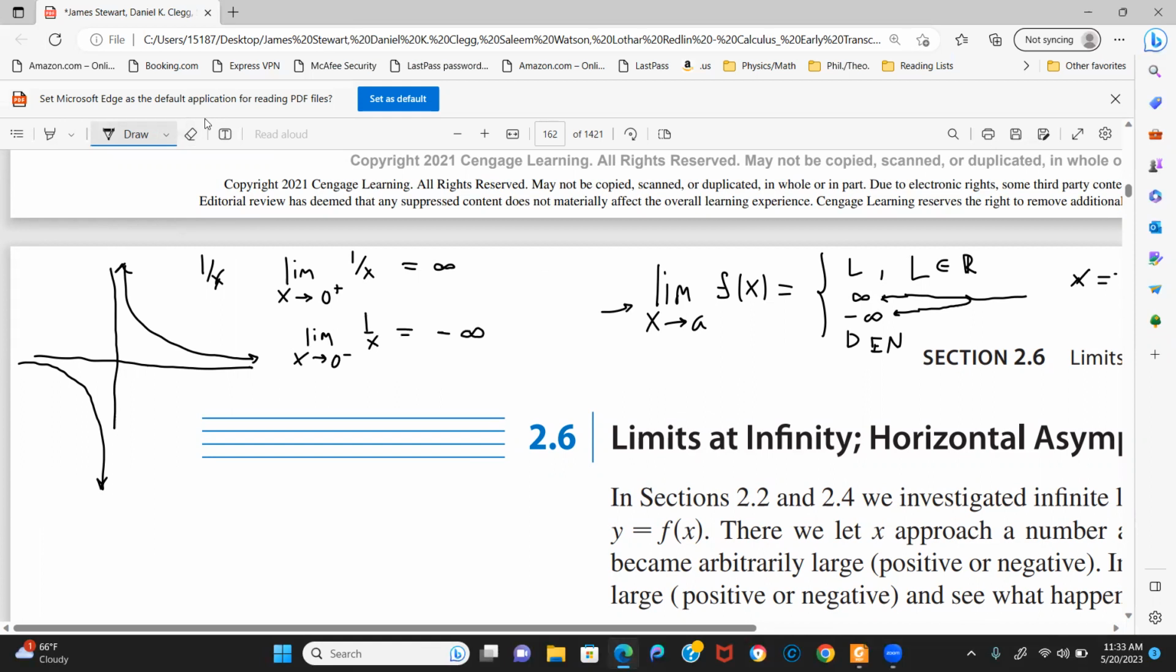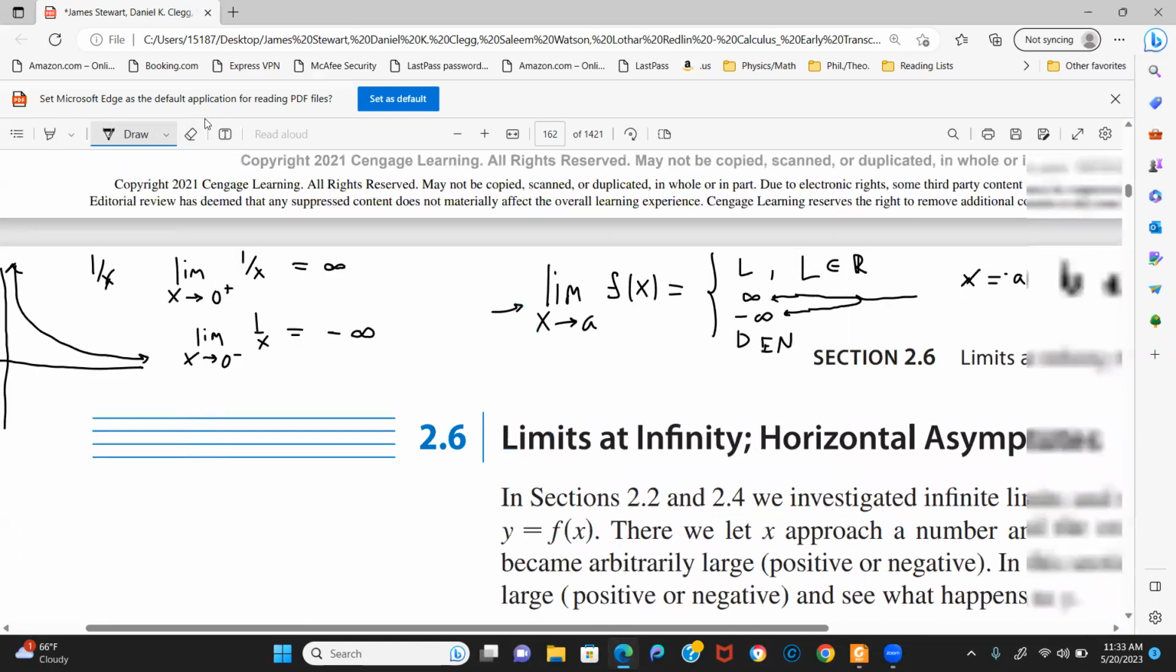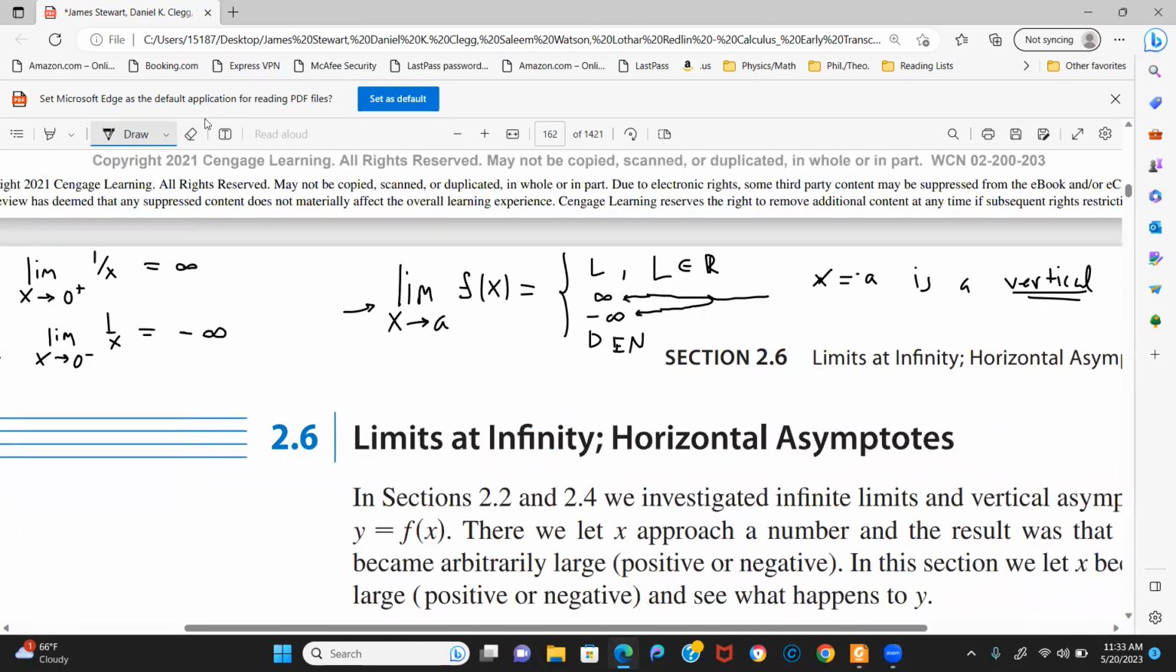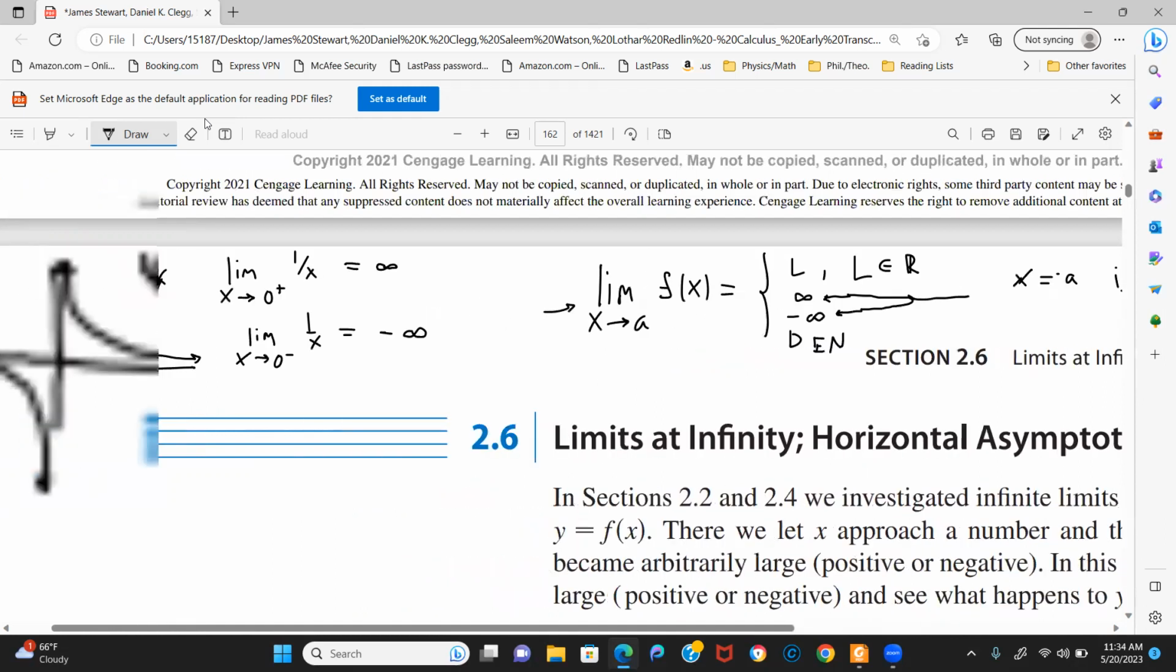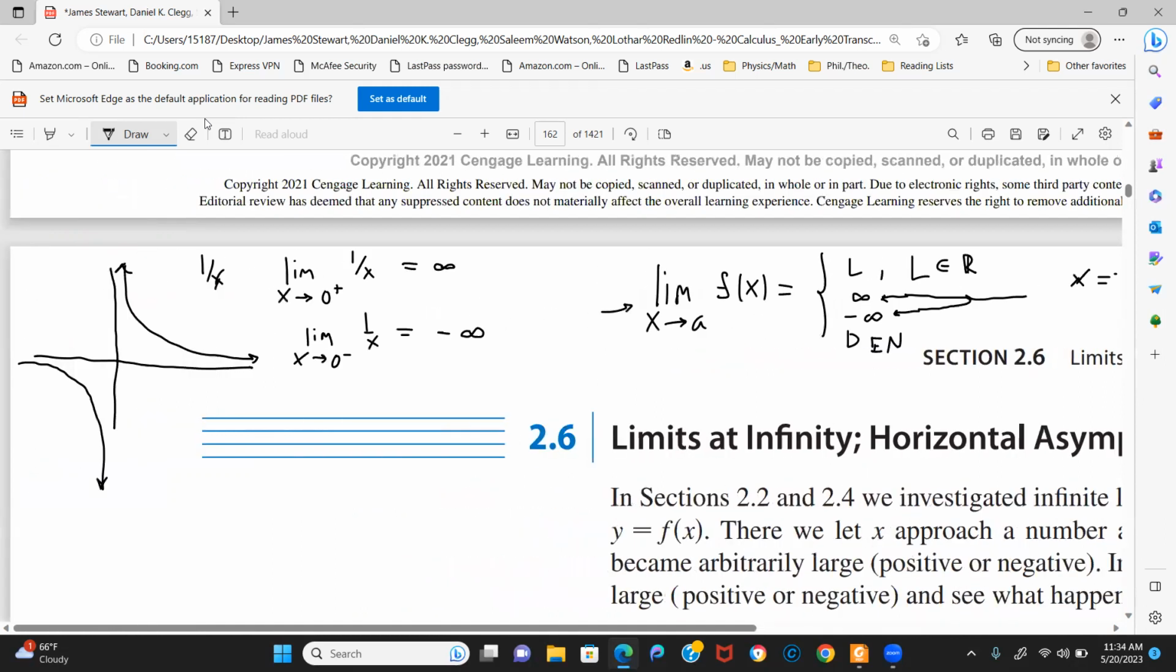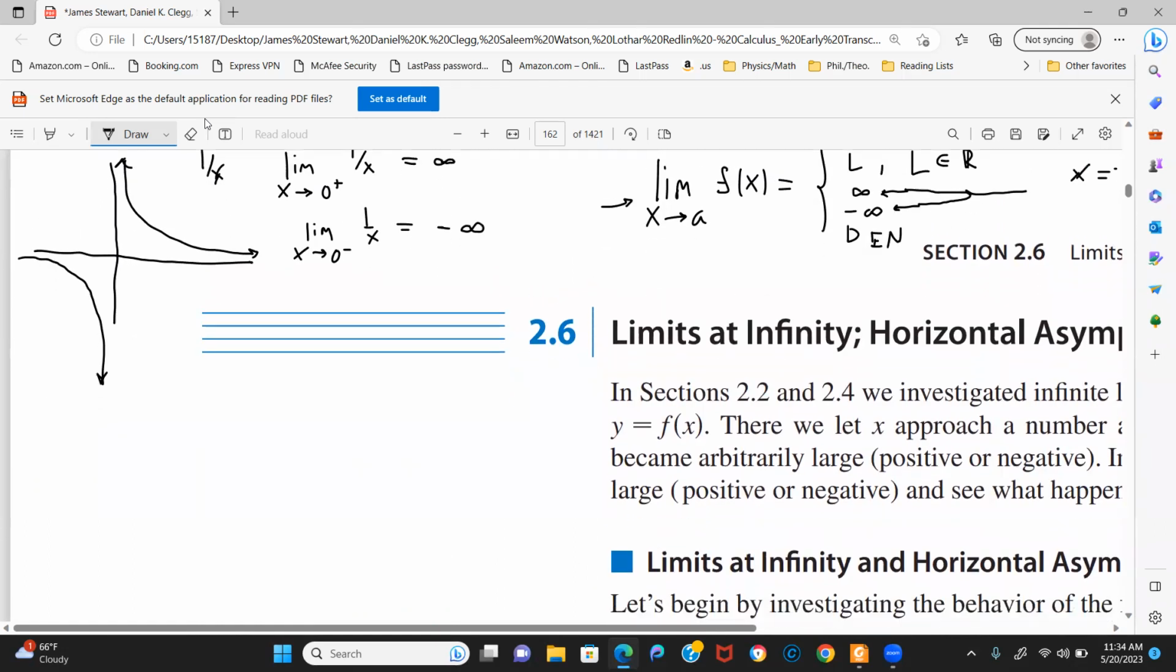And now horizontal limits are basically kind of like the reverse situation. In this case, x is going to approach either infinity or negative infinity, and f of x is going to approach some finite number. So it's kind of like the reverse situation. And you can have different limits depending on whether you approach positive infinity or negative infinity.